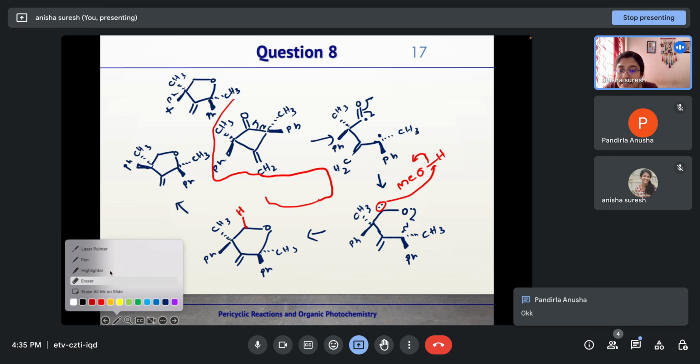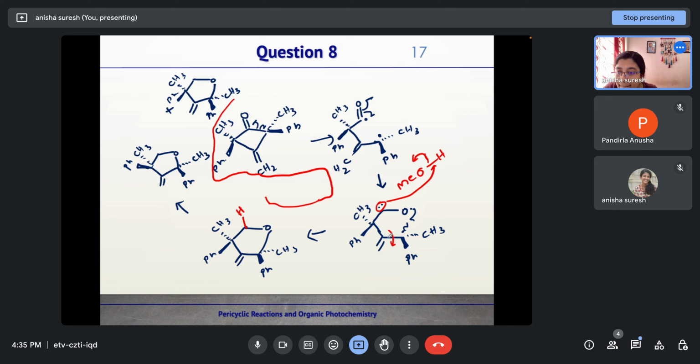So from where the second product will be coming? Before recombining, this can rotate. So the initial stereochemistry will not be retained. It can rotate and it will give the other stereochemistry as well. So initially it was like this. Now this can be Ph and this can be CH3 as well. So one will be A and one will be B. Clear?